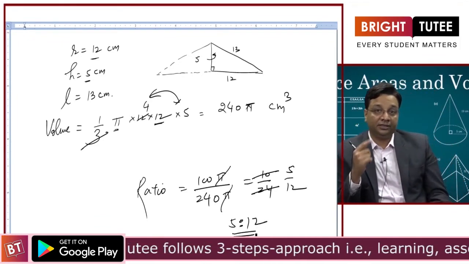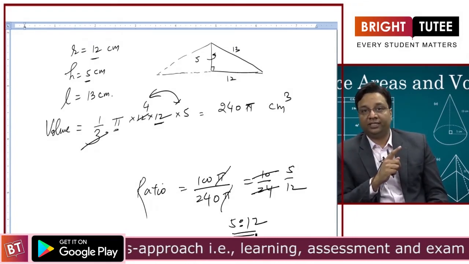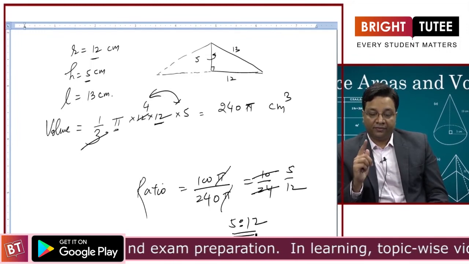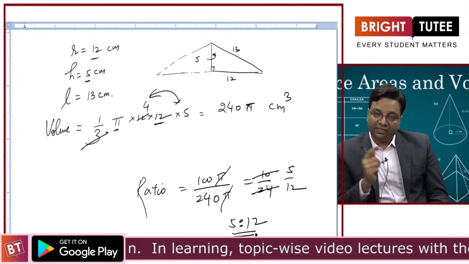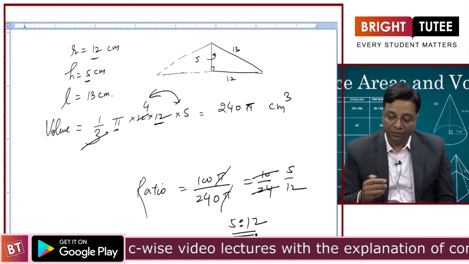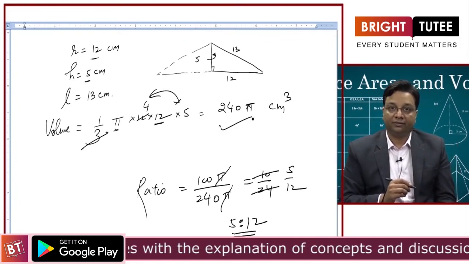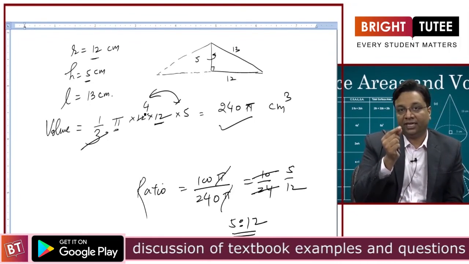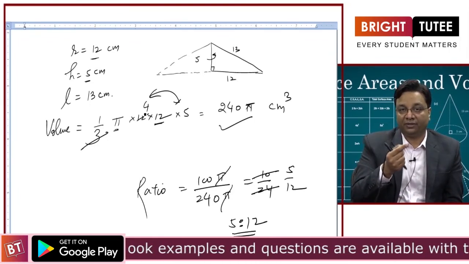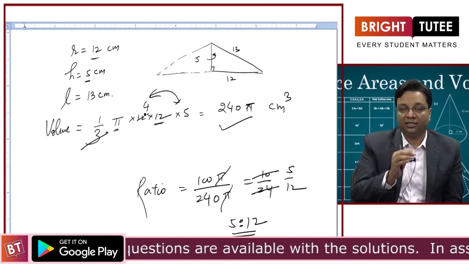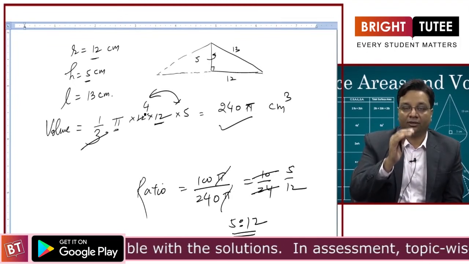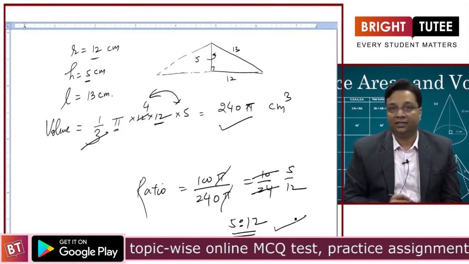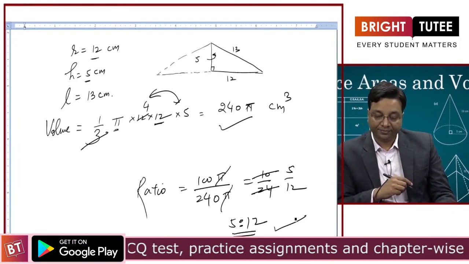Okay, once we rotated this about the side equal to 12 centimeter, then again we rotated it about the side 5 centimeter. When we rotated it about the side 5 centimeter, the volume was more. Why? Because in volume we have radius square into height. So if the radius becomes more, then its square will become higher. That is why this effect. So in this case, the ratio will be 5 is to 12.